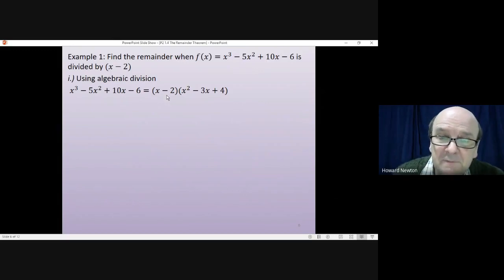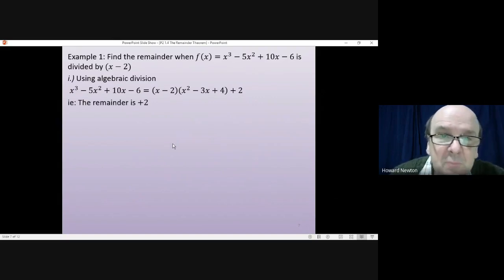If this is a perfect factor, then when we multiply these two numbers together, we always get that one. But that doesn't happen in this case. So we want to get minus 6. But if we do minus 2 times by 4, we get minus 8. So we've got 2 too many. That means we need to add 2, because if we add 2 to minus 8, that will give us the minus 6. And it's this plus 2 here that is the remainder when we divide the cubic by x minus 2. So the answer would be, if I divide this by x minus 2, I will get a remainder of 2.